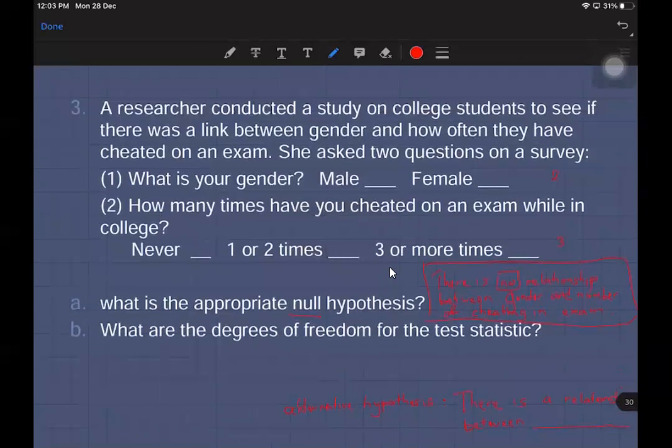Okay, B. What is the degree of freedom? Formula: column minus 1 times row minus 1. Let's assume column is the gender, 2 minus 1, times row, we have the number of times of cheating, so 3 minus 1. So 1 times 2. The answer will be 2. So it's a bit simple.